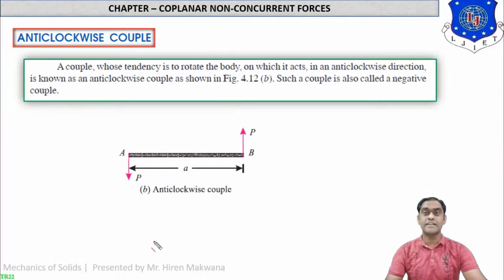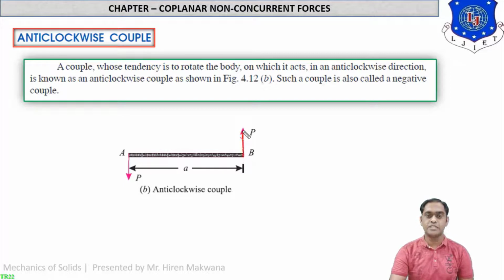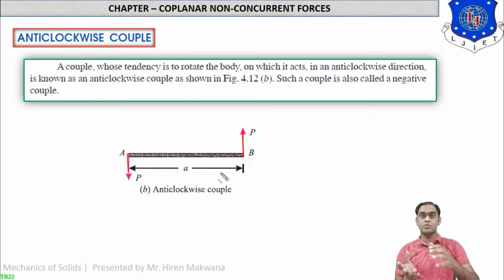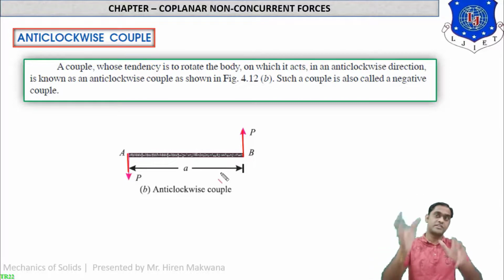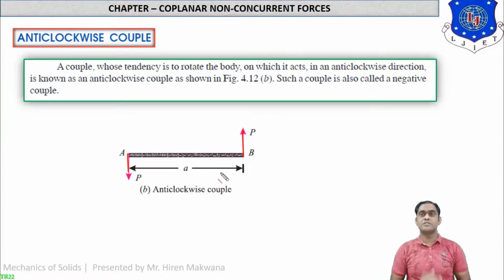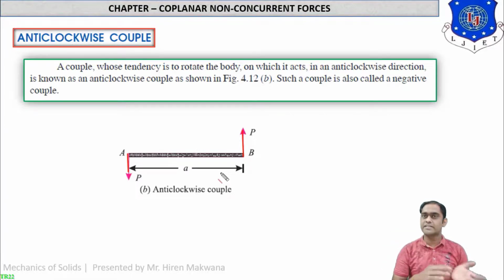Now what is an anti-clockwise couple then? You can see the opposite figure. Here at point B, the force is in the upward direction and at point A, the force is in the downward direction. So it will try to rotate the rod in the anti-clockwise direction. That's why it is known as an anti-clockwise couple. You can see the movement of your car's steering, clockwise steering, anti-clockwise steering. So these types of couples are known as clockwise and anti-clockwise couples, which try to rotate the body in the clockwise or anti-clockwise direction respectively.